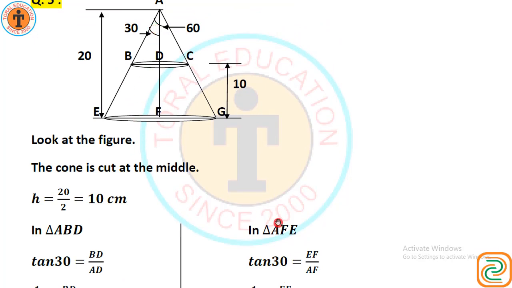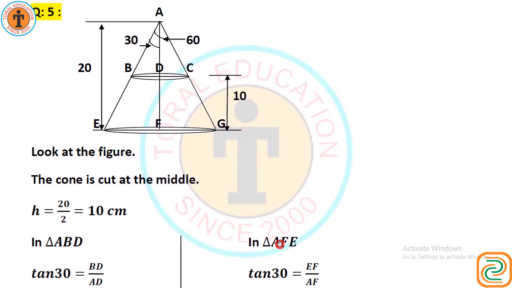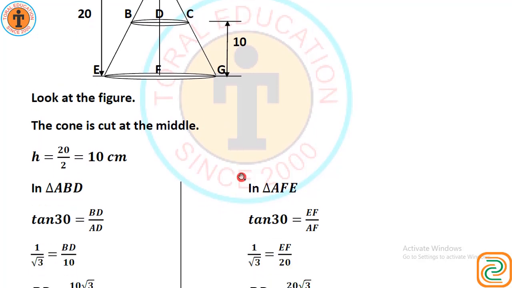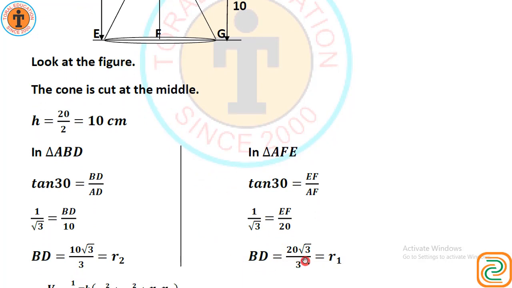Similarly, we have found out R1 in triangle AEF. Tan 30 equals opposite side EF upon adjacent side AF. Here EF is not given, but AF is 20, the whole height of the cone. So EF equals 20 root 3 by 3, which is also rationalized, which is R1. Now we have R1 and R2 both.